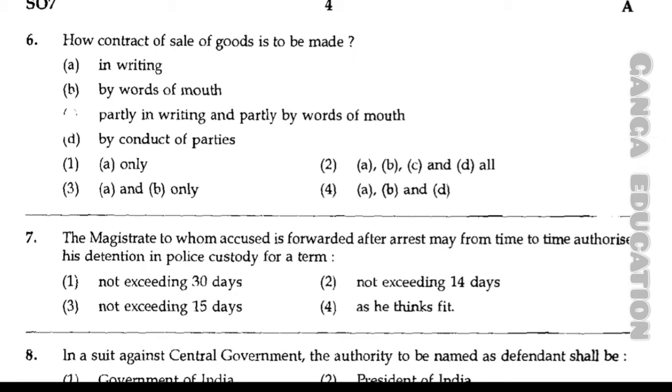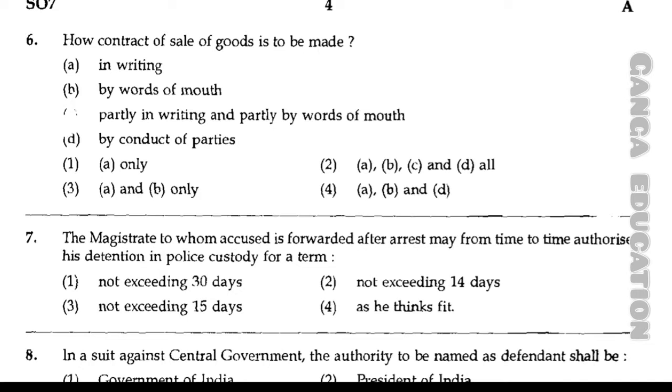Now question number 6. How is a contract of sale of goods to be made? A. In writing. B. By words of mouth. C. Partly in writing and partly by words of mouth. D. By conduct of parties. Option number 1. A only. Option number 2. A, B, C and D all. Option number 3. A and B only. Option number 4. A, B and D. And the correct answer is option number 2. A, B, C and D all.